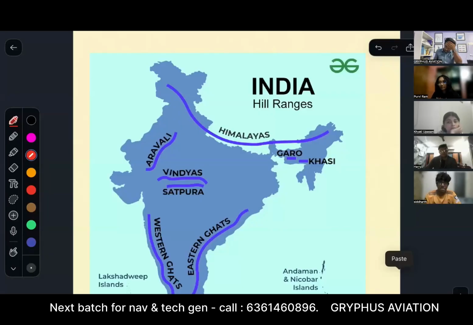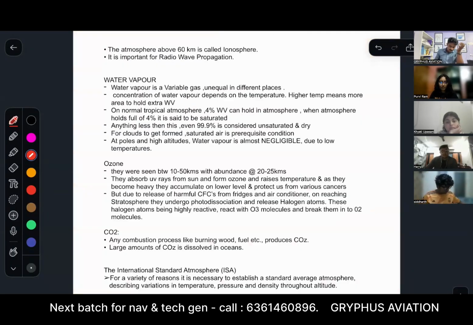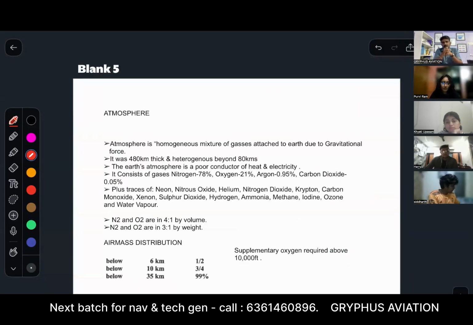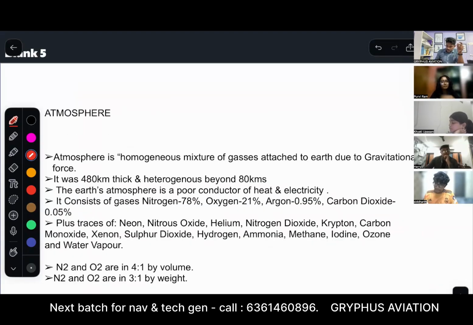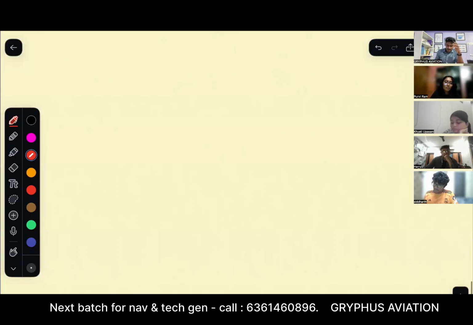So we'll start meteorology. In meteorology, chapter number one, as you all know, is the atmosphere. But I was not doing it in the ascending order of chapters as given in this IC Joshi. I usually divide meteorology into two parts. One is your basics, another one is your advanced.